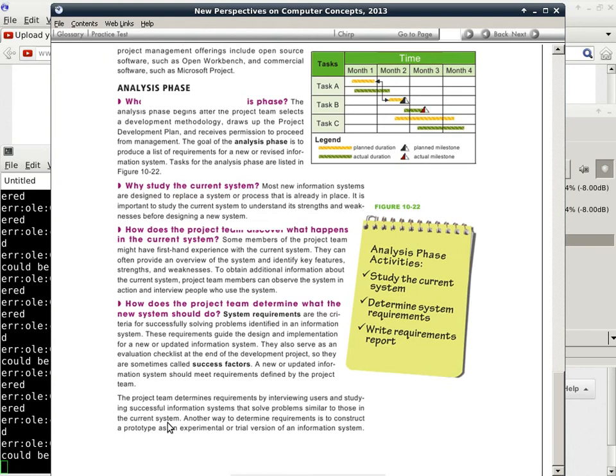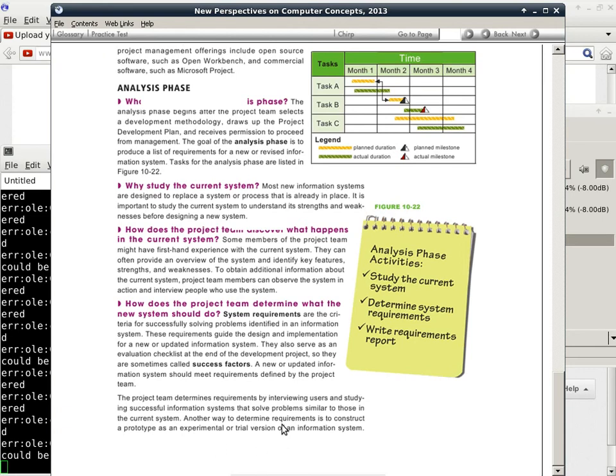The question is, how do they get these criteria to begin with? The project team determines requirements by interviewing users and studying successful information systems that solve problems similar to those in the current system. In other words, if you can get a consulting firm that redid the information system for Chase, you probably have a much better chance of improving your system to be at least as competitive as Chase's system, right?